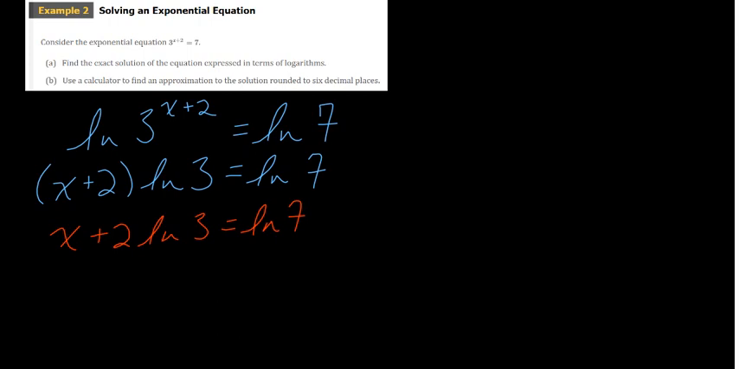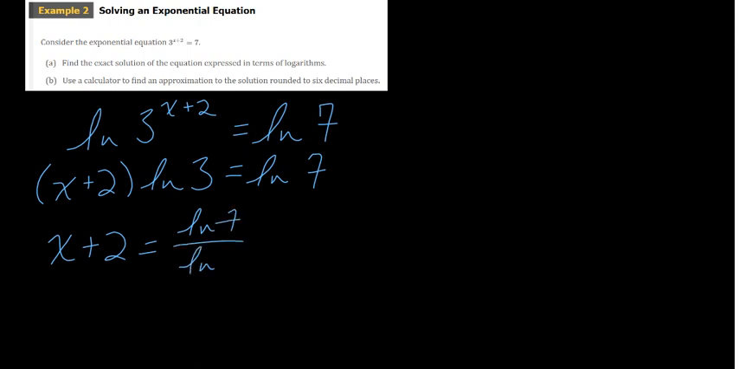Because doing the arithmetic here is very important, and well, let's get to the arithmetic. Similar to solving literally any other equation, we need to isolate the x. We need to isolate that variable. So what I'm going to do is divide both sides by the natural log of 3. So x plus 2 is equal to the natural log of 7 over the natural log of 3.